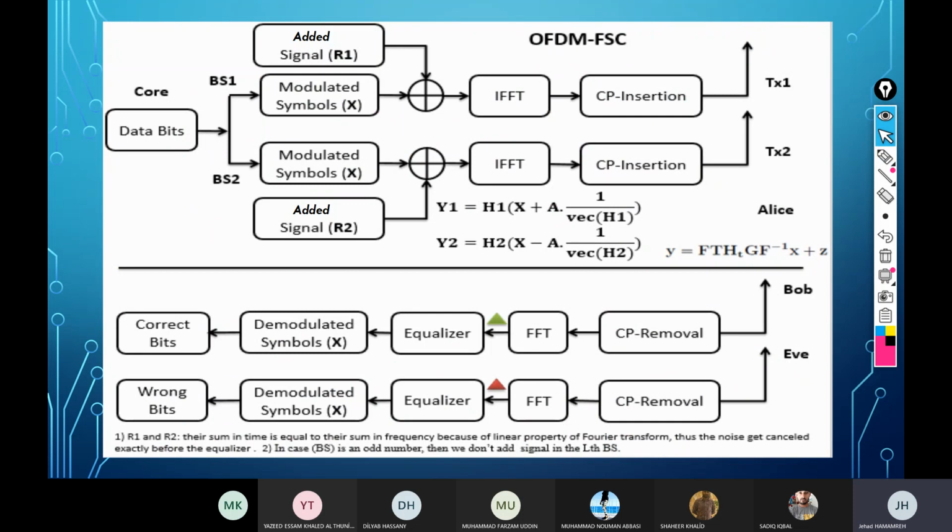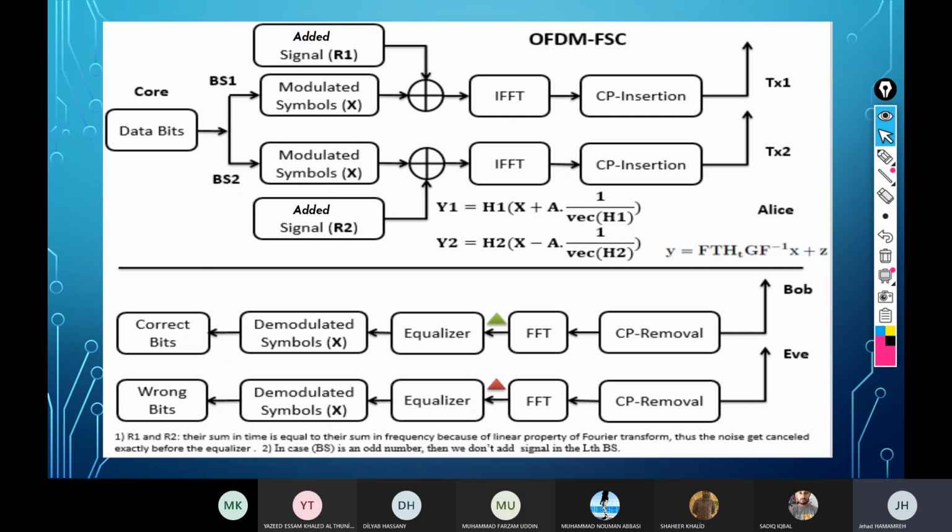you generate a random signal R1, and you add it on top of the signal in the frequency domain before IFFT. And then you add CP, and then you go to the RF front-end operations, a power amplifier, filters, this and that, until you reach the antenna. The same from base station 2, you just add another additional signal before IFFT, and as you can see, I just put the equations here for you to check and see how the signal will look like.